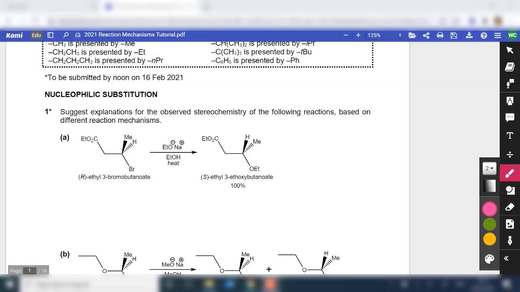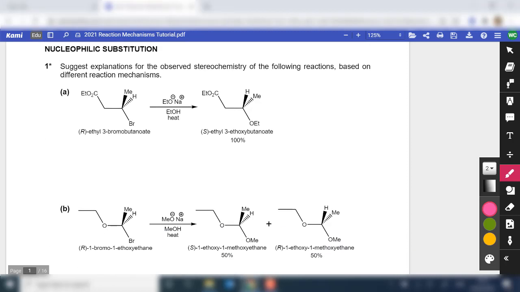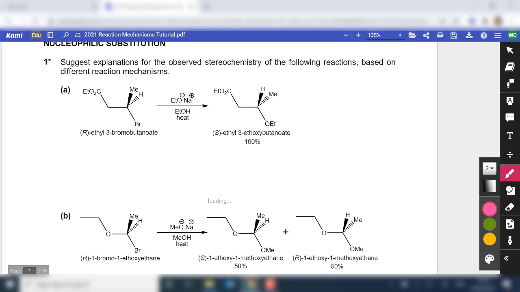Let's look at question 1 of the tutorial. You should have gotten the tutorials back from your teacher or are in the midst of getting them back. Okay, so the very first part, part A, you are supposed to suggest an explanation for the observed stereochemistry for the reaction based on the different reaction mechanisms.